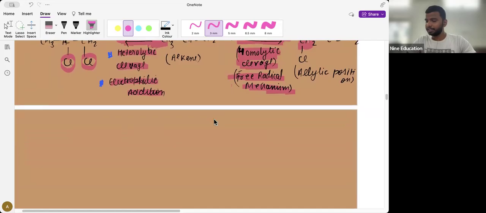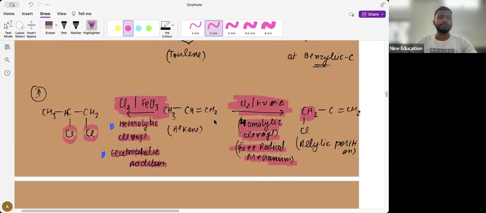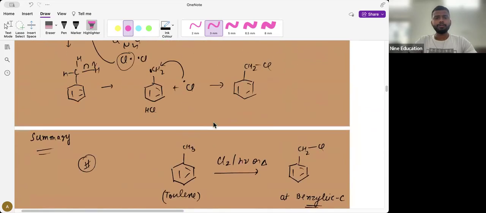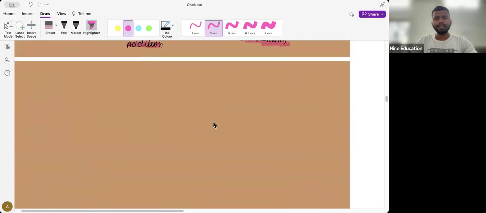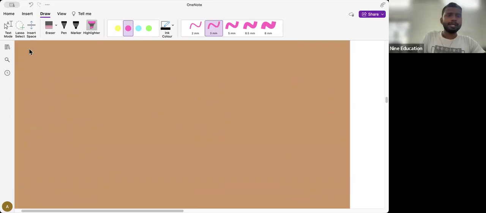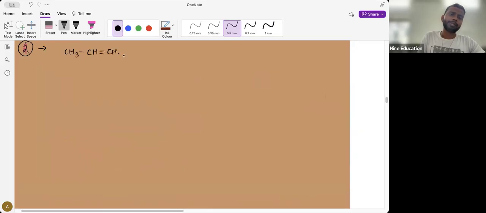Next thing we are writing, chalo. So you should know better from above only. You should know from alkene how we are preparing. Next reaction I am writing. Second reaction likhenge. Second reaction I am writing. Let's say we have CH3, CH double bond CH2.